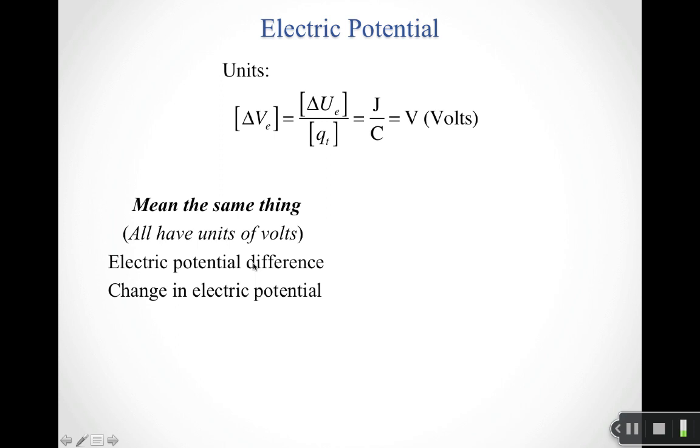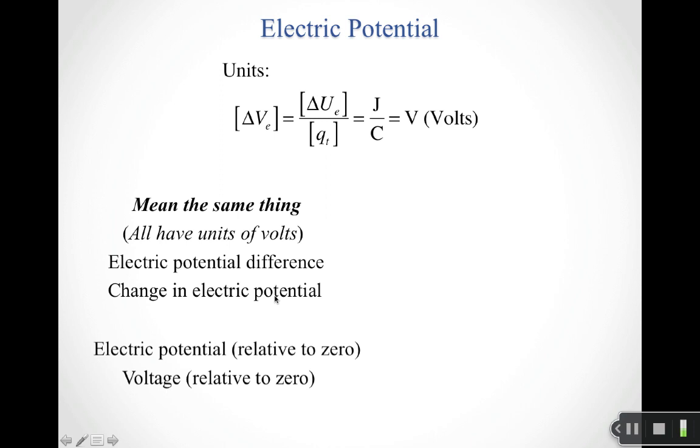So I can talk about the electric potential difference. That's literally just reading this off, or the change in electric potential. Those two things mean the same thing. Once I pick a zero point, I can also talk about the electric potential. And I can talk about the voltage, just turning this unit into another way to talk about electric potential. So all four of these things get used interchangeably. They all mean the same thing.